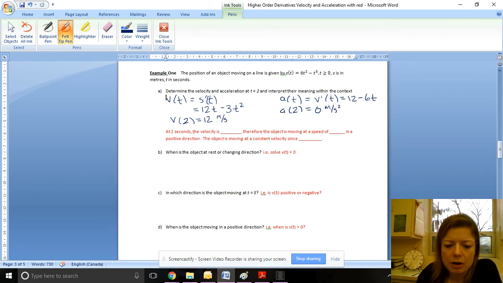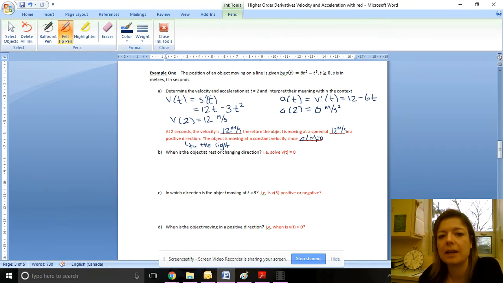So what does this mean? Well, at 2 seconds, the velocity is 12 meters per second. Therefore, the object is moving at a speed of 12 meters per second in a positive direction, which means it's going to the right in this case. And since our acceleration is 0, the object is moving at a constant velocity at that instant.